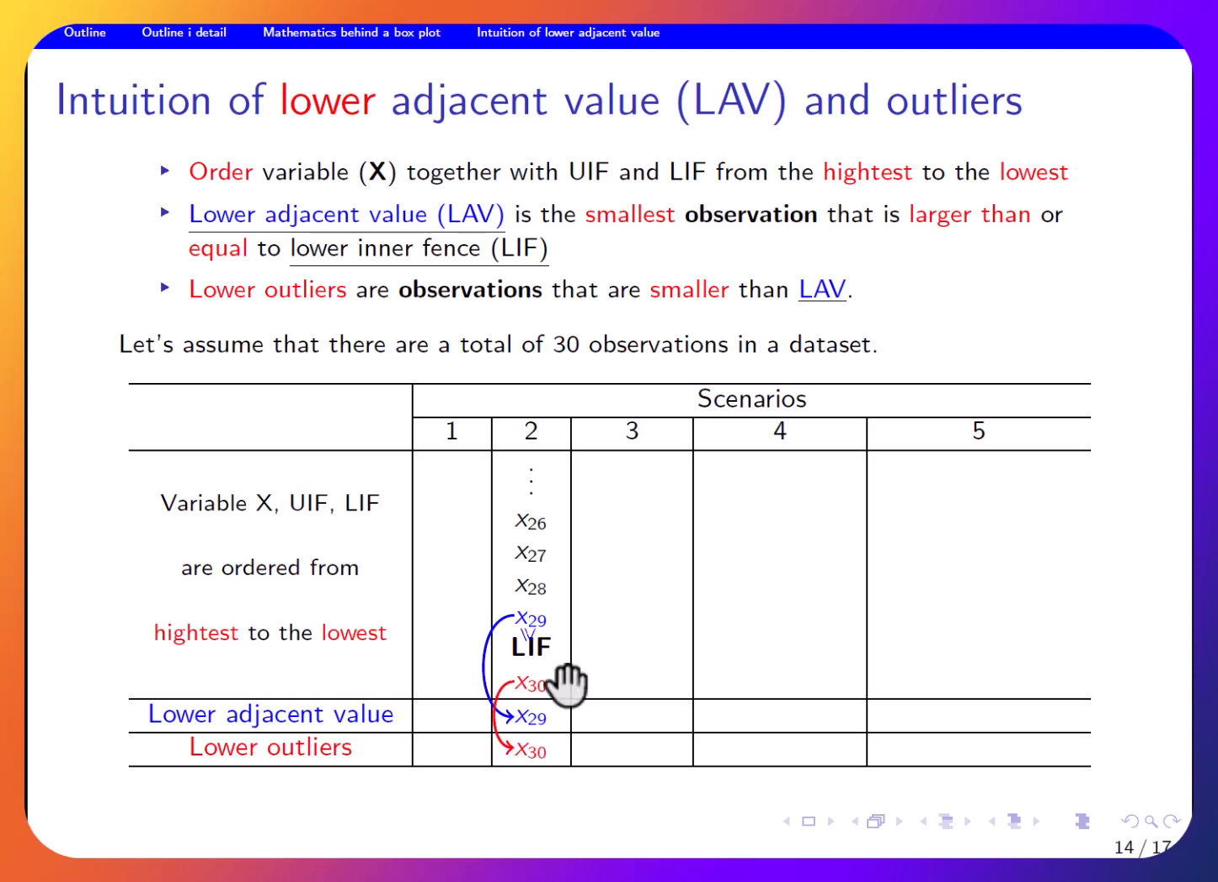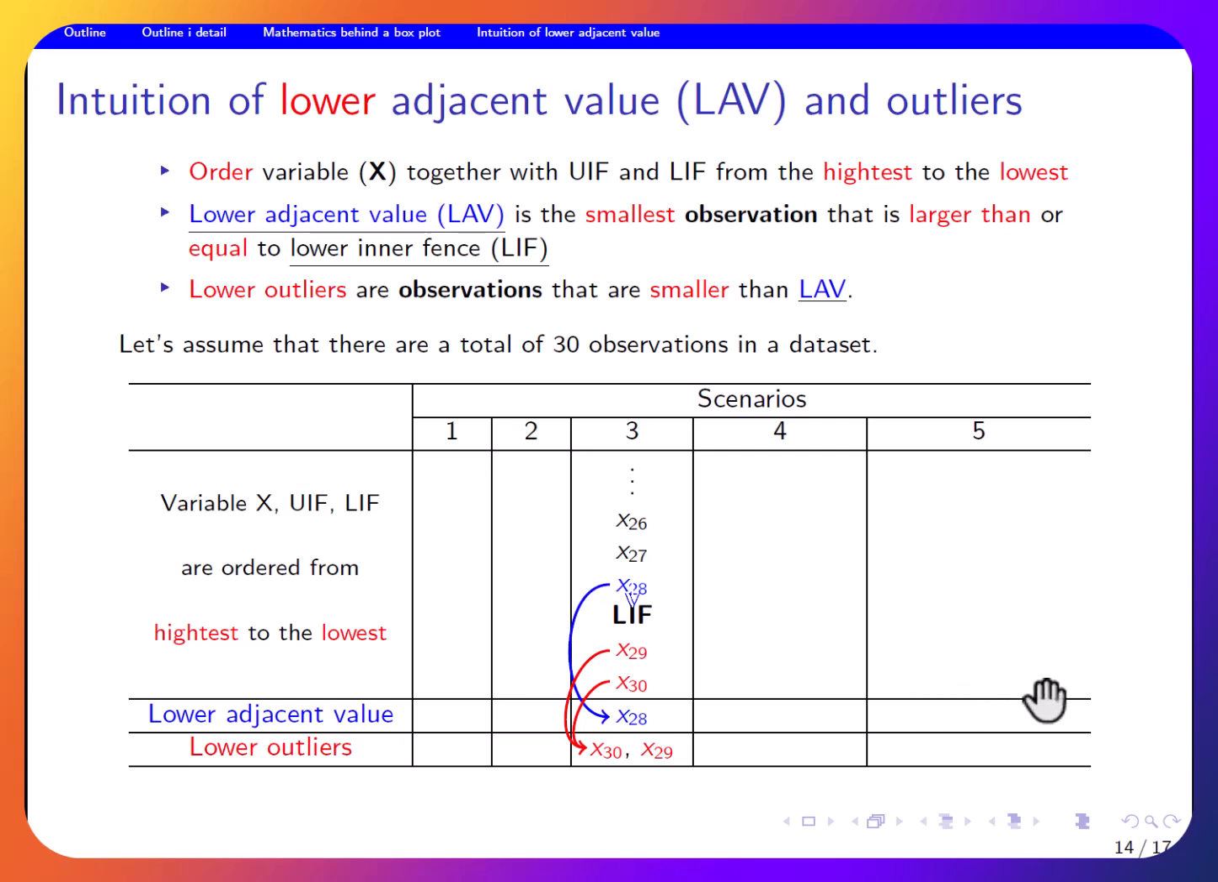Let's move on to the third scenario. In this case, the lower fence is larger than x29, but smaller than or equal to x28. In the whole dataset, x28 is the smallest observation that is larger than or equal to the lower fence. Therefore, x28 is the lower adjacent value. Because x30 and x29 are smaller than the lower adjacent value x28, x30 and x29 are lower outliers in this scenario.